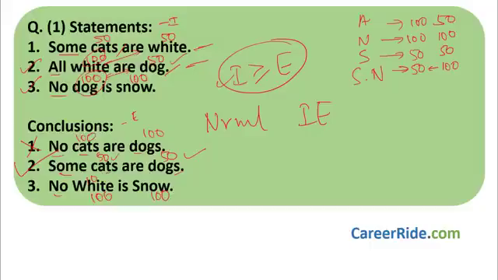Here the income of white is 100. Here the expenditure of white is 100. Condition satisfied. Snow: income of snow is 100, expenditure of snow is 100, condition satisfied, income greater than or equal to expenditure. This is a valid conclusion. These two are valid conclusions. This is not a valid conclusion.